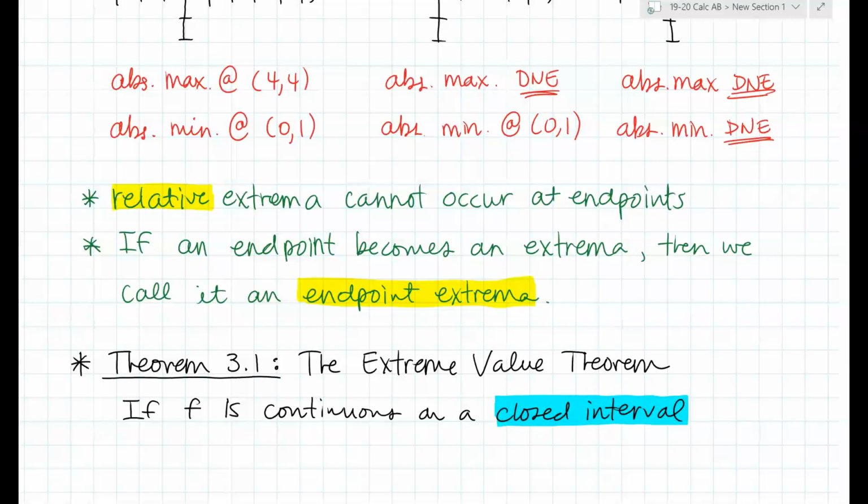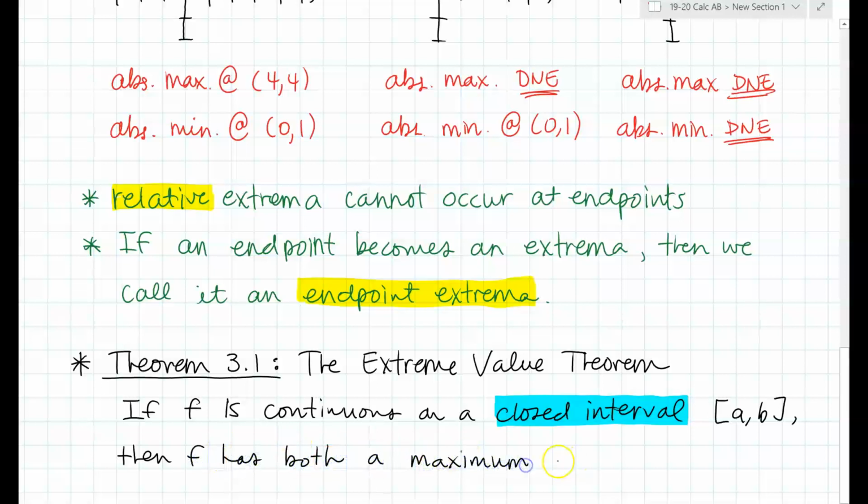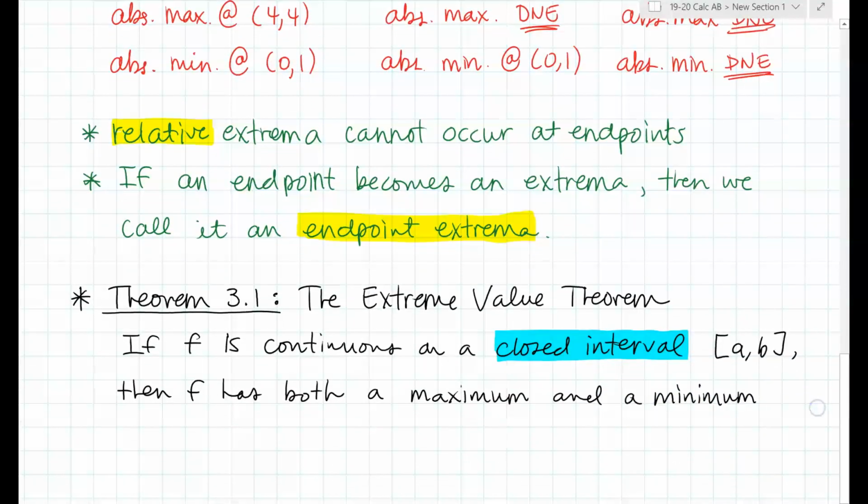So if f is continuous on a closed interval, and we're going to call it a to b, then f has both a maximum and a minimum. Now it can be an absolute maximum, it can be an absolute minimum, or maybe it's just a relative, maybe it has many relatives and some absolutes, but it'll have both of them. Okay, it has to have both of them.